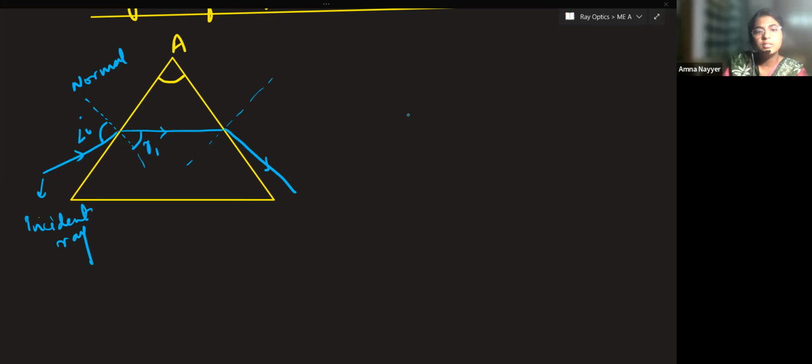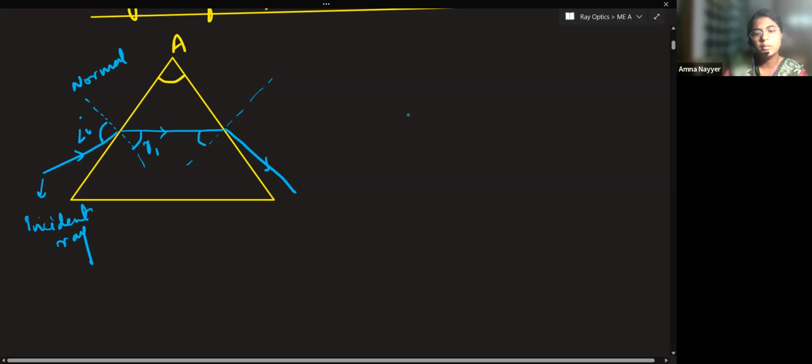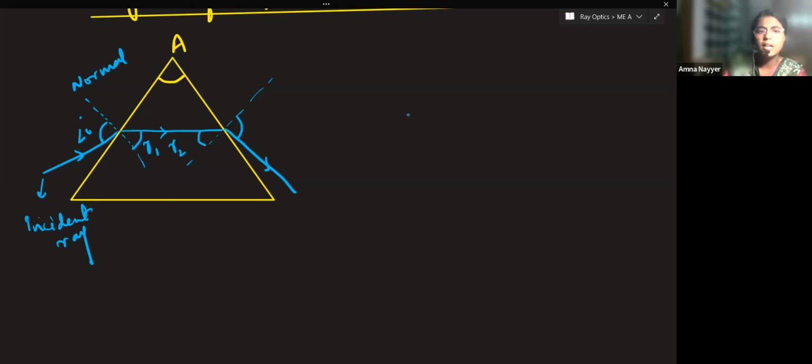Fine. Now see, this is one more angle formed. Let's say this is R2. This is the incident angle at this face, but we are referring to it as R2 because here we have R1. Now this is the emergent angle, which you can say is the angle of refraction for this face, but let's simply say this is the emergent angle.